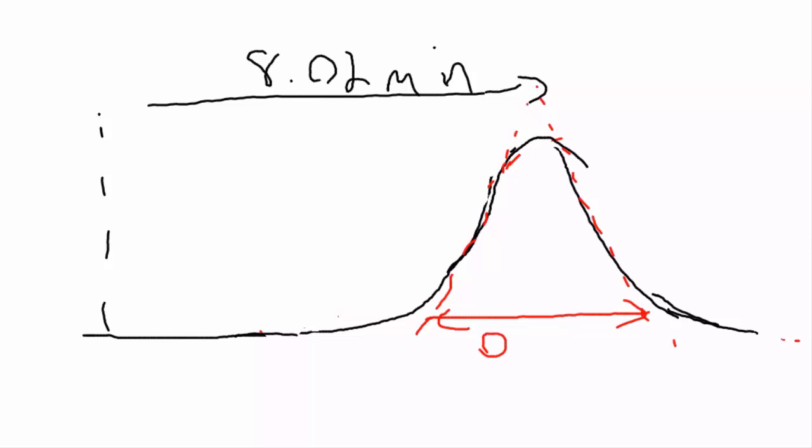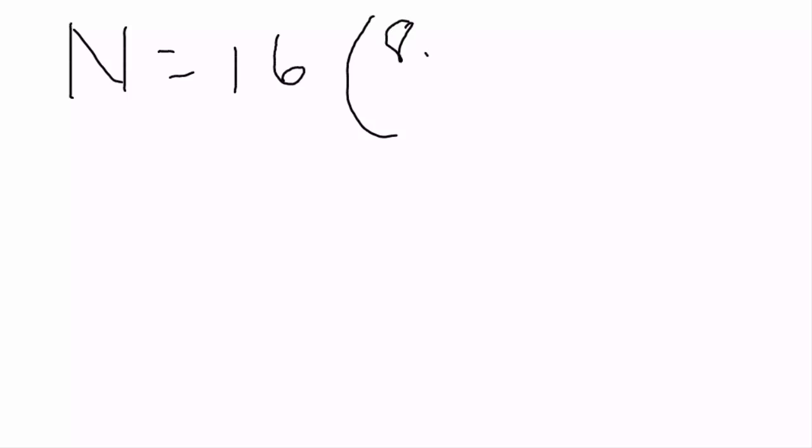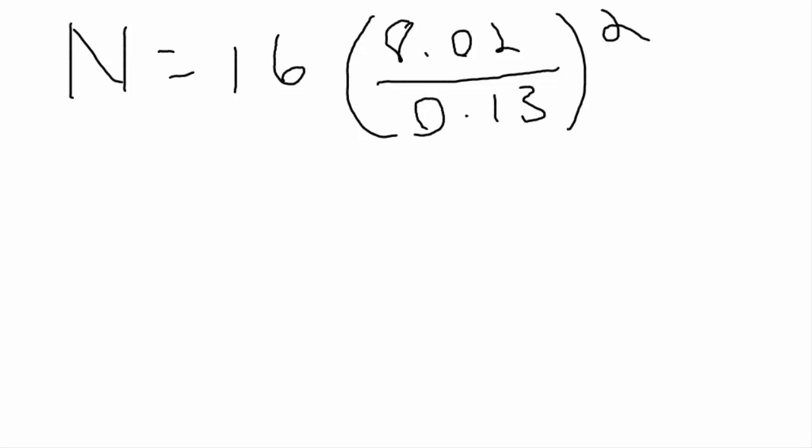In this case we've got minutes, 0.13 minutes as a peak width, and if we know the peak width we can use the equation that the number of theoretical plates, n, is equal to 16 times the retention time, which we know is 8.02 minutes, over the base width in minutes, which is 0.13, squared. And if we had the width at half height, which is easier to measure, then it would be 5.54 times retention time over width at half peak height, squared.